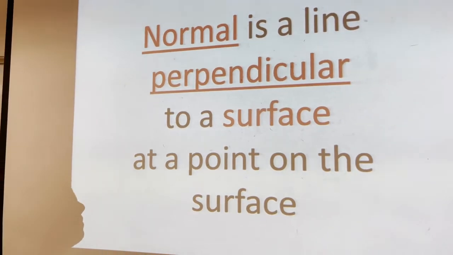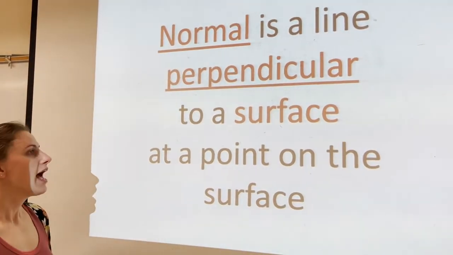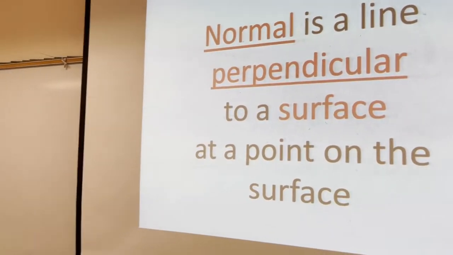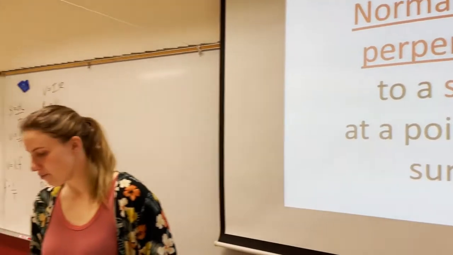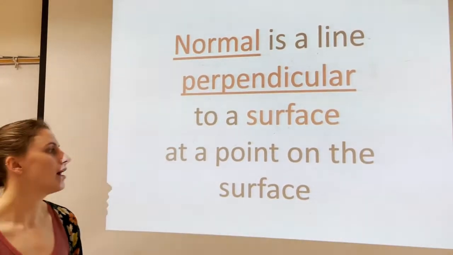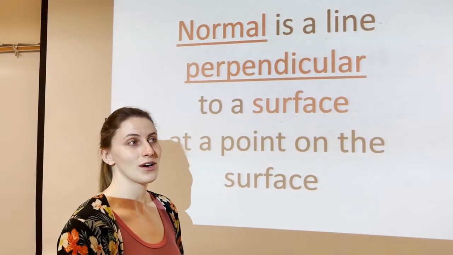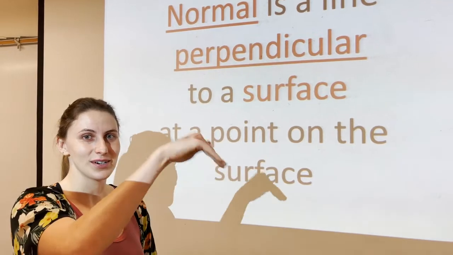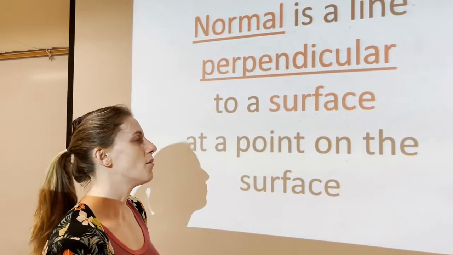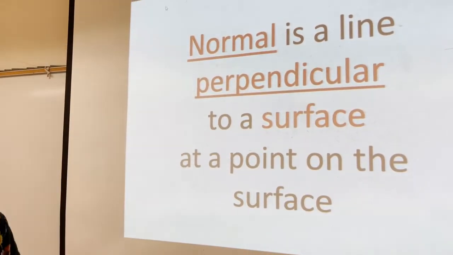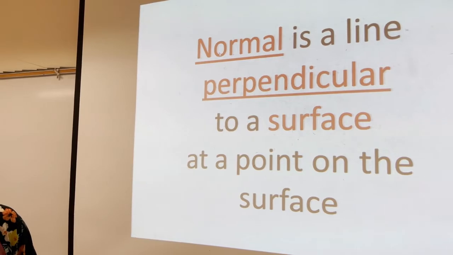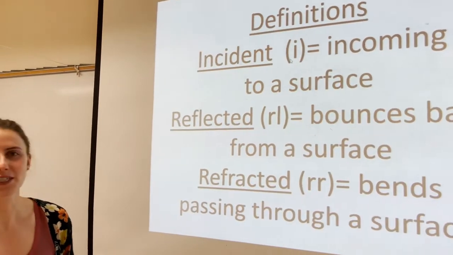Normal is a line perpendicular to a surface at a point on the surface. Now, why do we say a point on the surface? Well, not all surfaces are flat, right? Sometimes they're curved, and so that helps us down the road. And we encountered normal back when we were doing friction. Yes, we did. You guys are familiar with that idea.